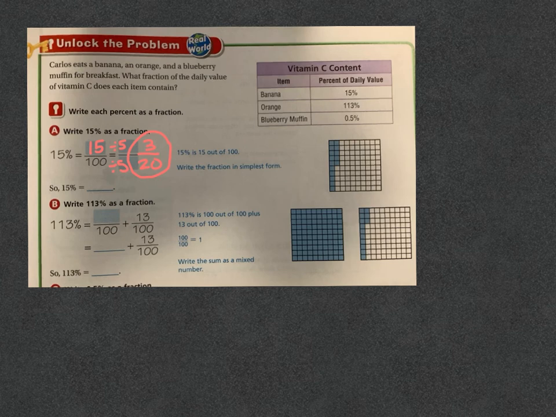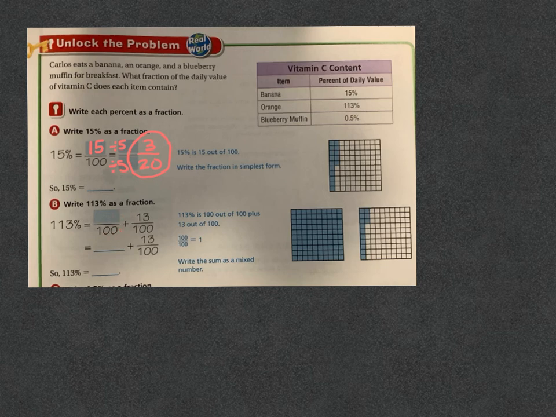All right, so let's have a look at this part B, writing 113% as a fraction, because that has a little bit of a twist to it. It still involves the same steps, but there's a little bit of a twist, and it's just getting your brain to see what happens. So they went ahead and said, let's write 113% as a fraction, as a ratio. And we normally would put 113 over 100 here.